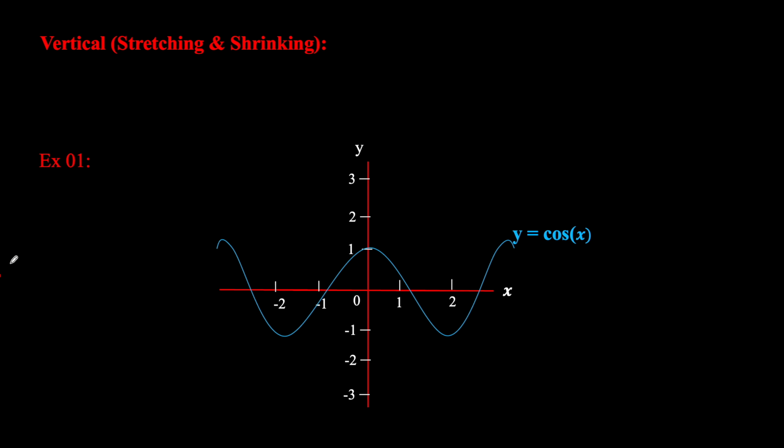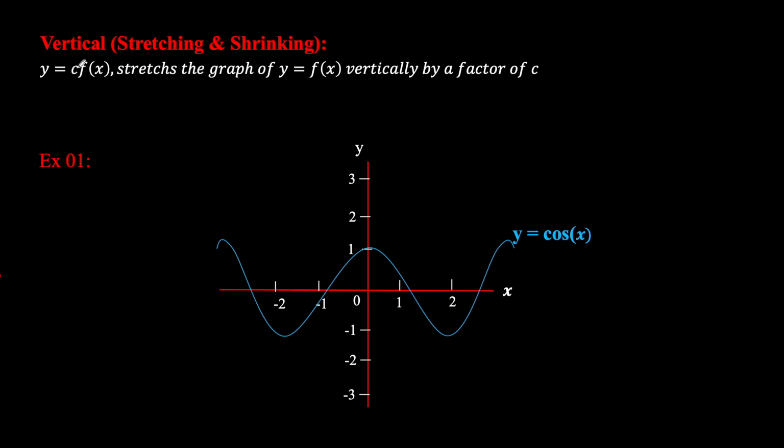Let's see the first property, y is equal to C times f of x. C can be any number except 1, because here it is already 1, you see? So we take 2 or 3 or 4, okay? This stretches the graph of y is equal to f of x vertically by a factor of C. So we said this is the original one, moving between 1 and -1, because if you don't have any number, it is 1.